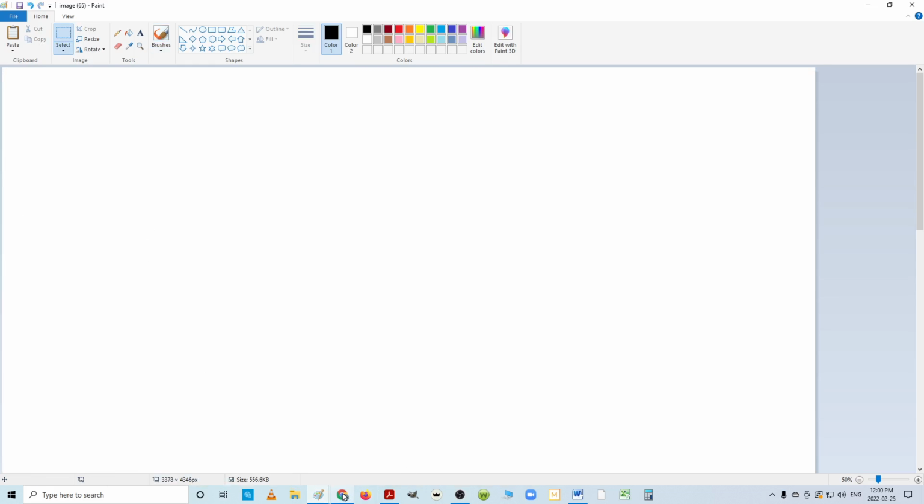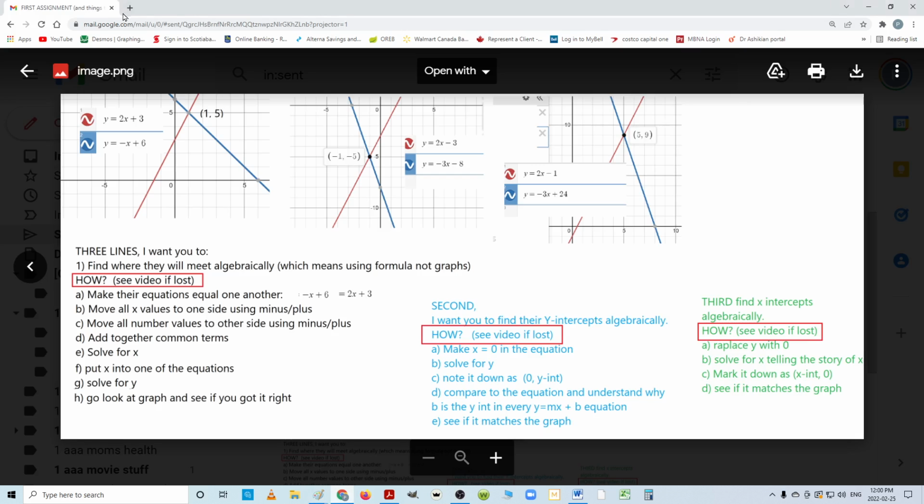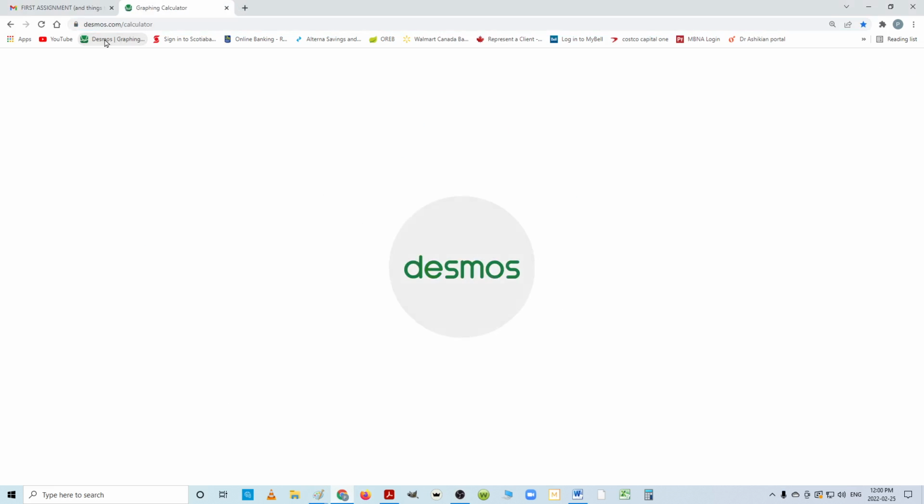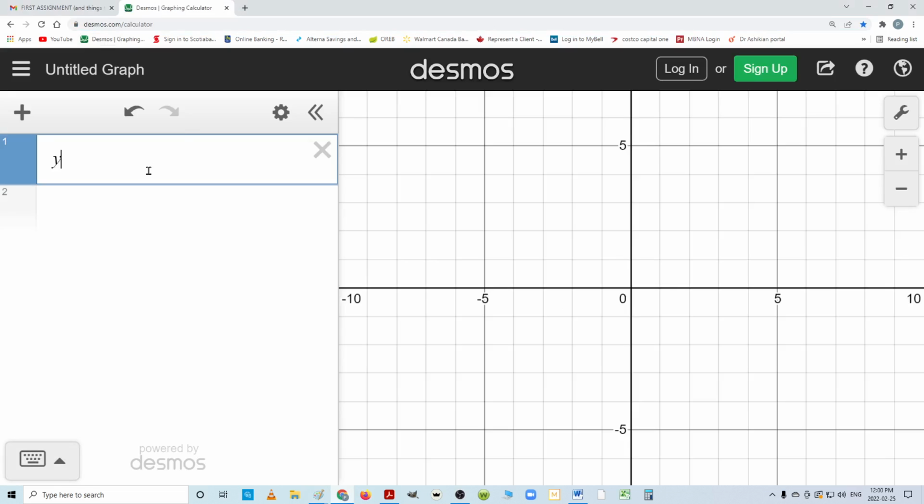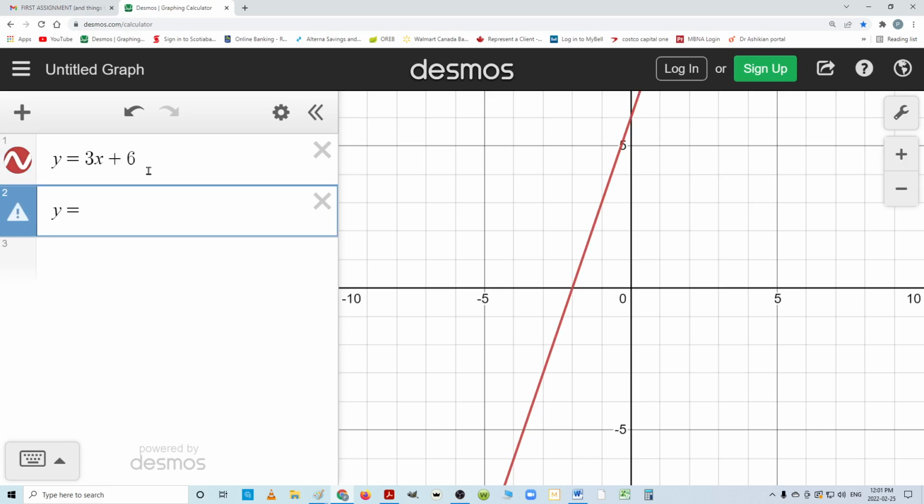Let's take two lines. And we're going to use our Desmos here. Okay. Tell me the slope of this line. It's quite obviously the plus 3. What about the slope of this line?